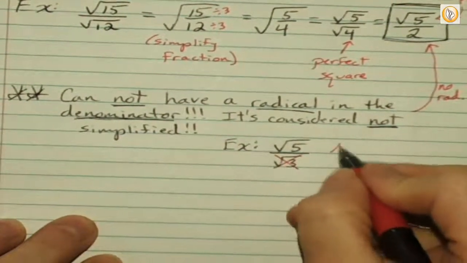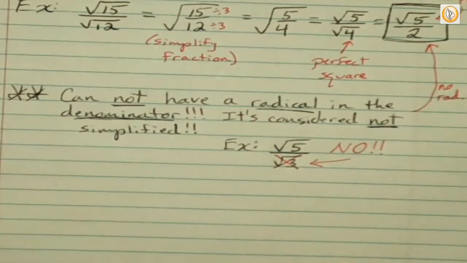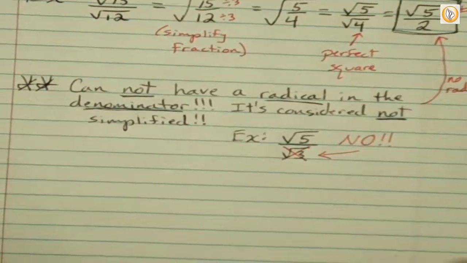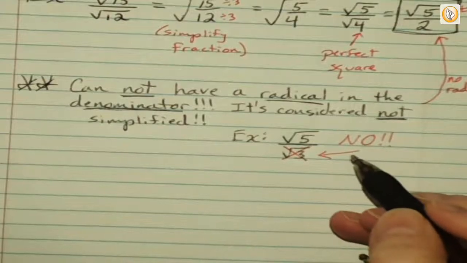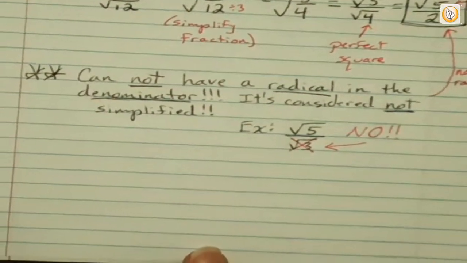No. You cannot have an answer with a radical sign in the denominator. It is wrong. I'm about to show you. No is not your answer. You don't just take it out or erase it. There's a process.